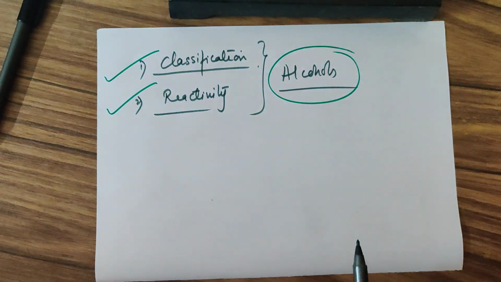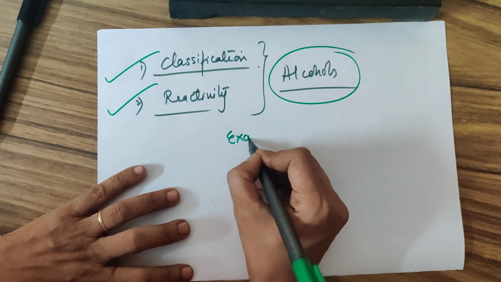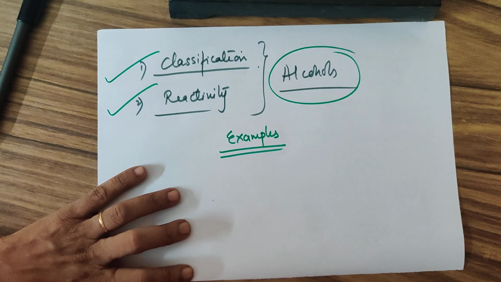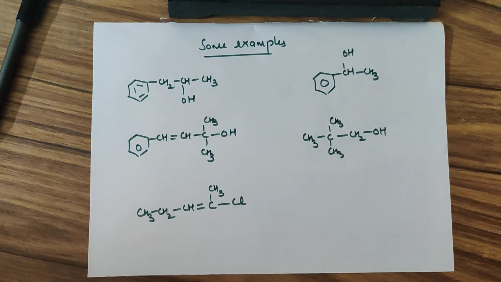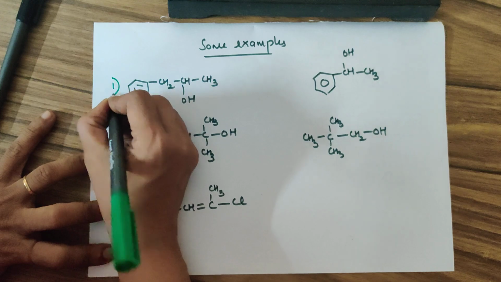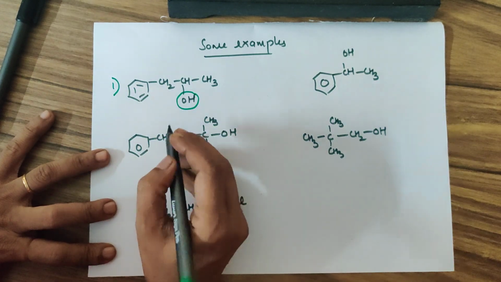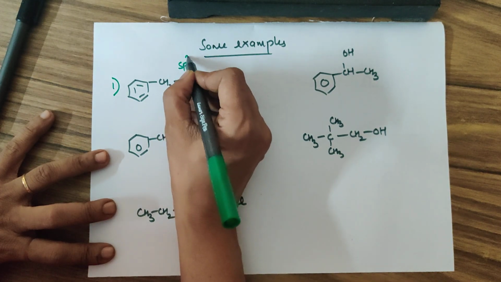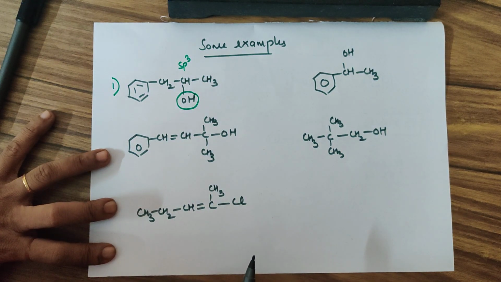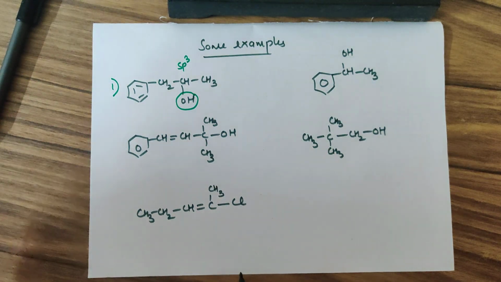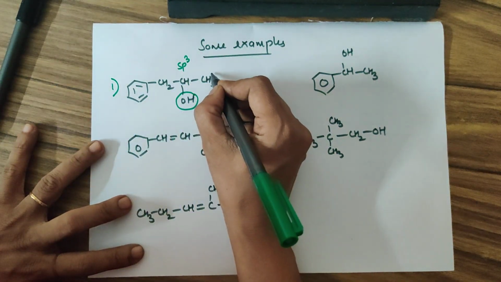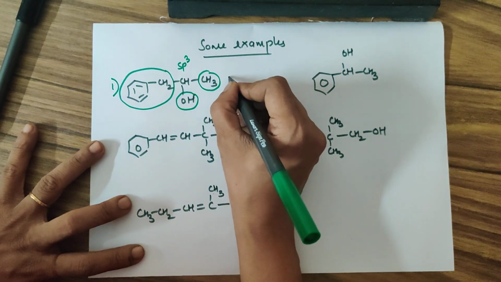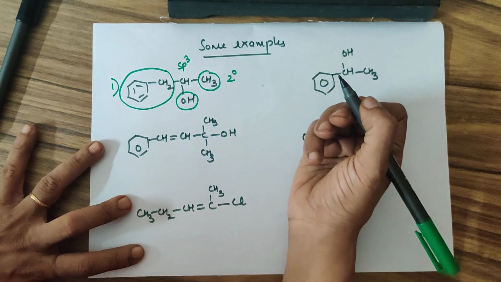Now to wind up the class, I will be doing some examples for you to get the grasp of the topic. We will quickly classify the following alcohols. This is the first. Can you see the OH is attached to a carbon which is having no pi bond, so it is sp3. Since it is sp3, this is called as either primary, secondary or tertiary. Since you can see it also has 2 R groups attached to it. Hence this becomes a 2-degree alcohol, secondary alcohol.